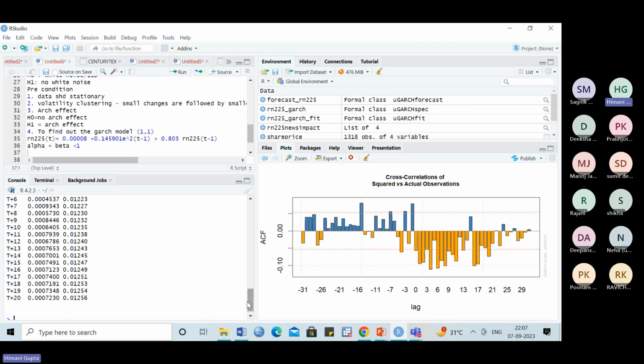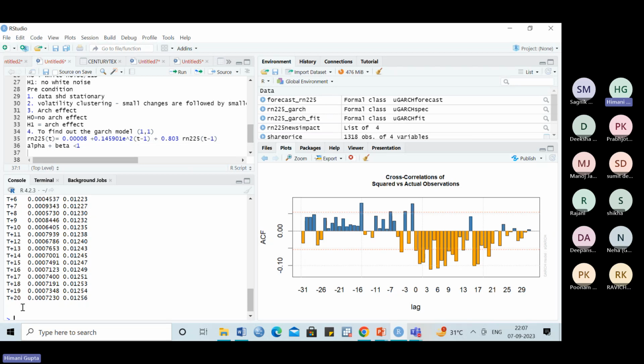Any doubt till here? Ma'am, if I change n dot head, say it will be 20, it didn't show me the 20 data. It will show you 20 data. But ma'am, then what is the difference between ahead and head?